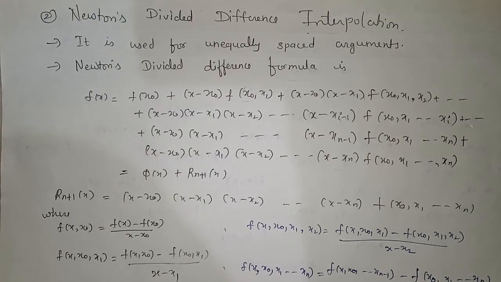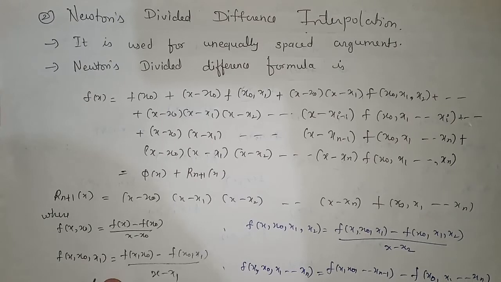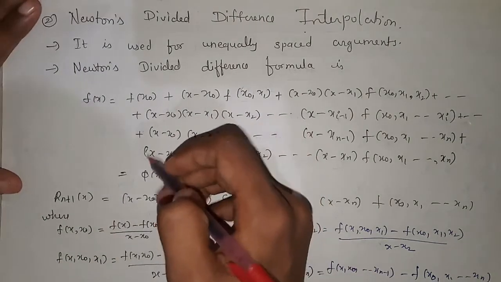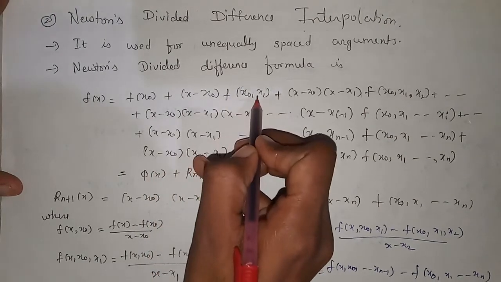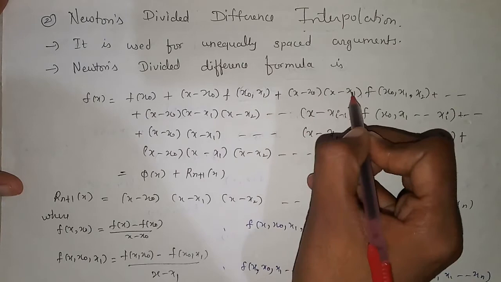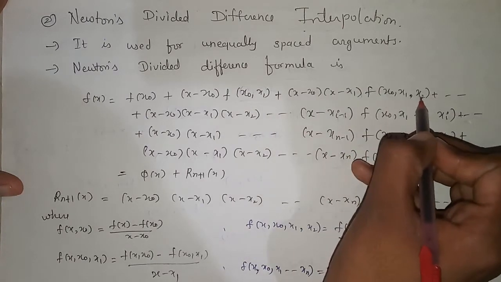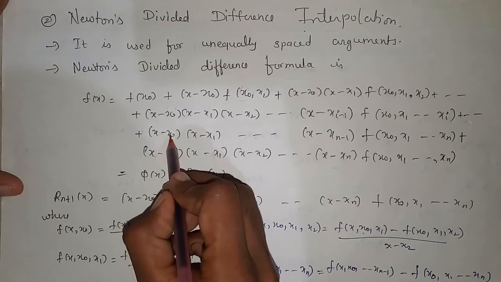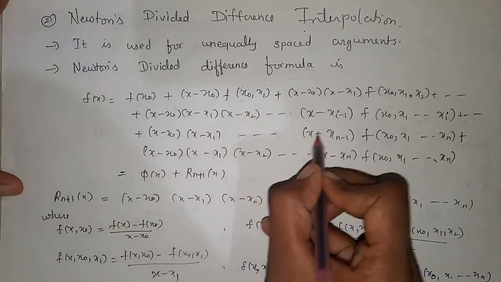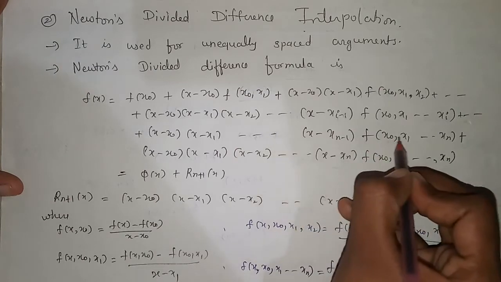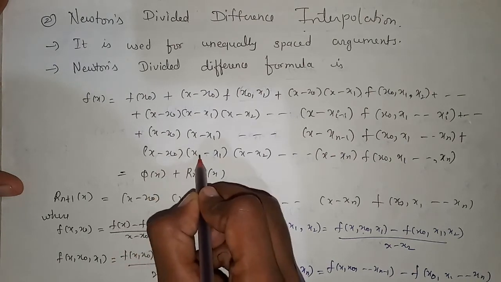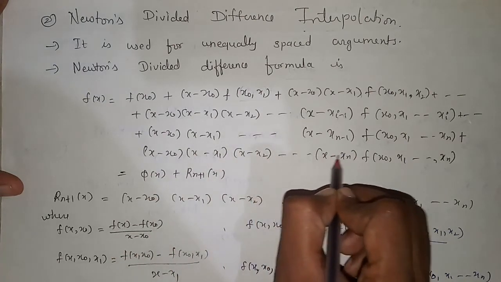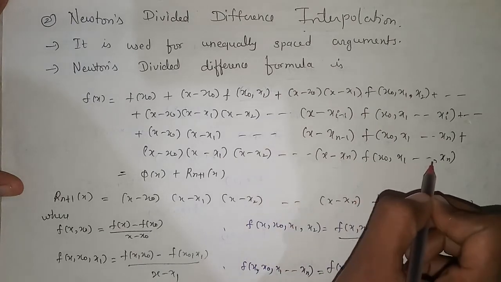Next, Newton's divided difference interpolation. This is also used for unequally spaced arguments, and Newton's divided difference formula is given as f(x) is equal to f(x0) plus (x minus x0) f(x0, x1) plus (x minus x0)(x minus x1) f(x0, x1, x2) and so on up to (x minus x0)(x minus x1) up to (x minus xn minus 1) f(x0, x1, up to xn), and our remainder is (x minus x0)(x minus x1)(x minus x2) up to (x minus xn) f(x0, x1, up to xn).